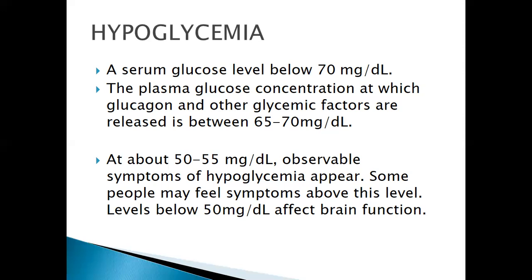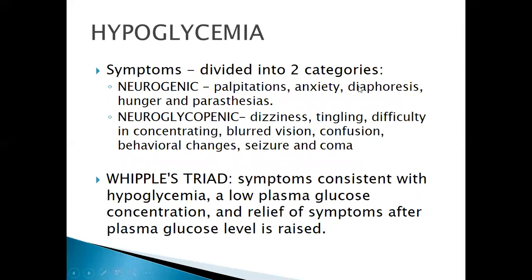Now, if the patient continues to have decreased glucose levels such that it reaches 50 to 55 milligrams per dL, you would observe symptoms in the patient. And levels below 50 are detrimental to the brain of the patient. The symptoms of hypoglycemia are divided into two: neurogenic or neuroglycopenic. Neurogenic symptoms involve palpitations, anxiety, diaphoresis, hunger, and paresthesias. And neuroglycopenic symptoms involve dizziness, tingling sensation, and among others.